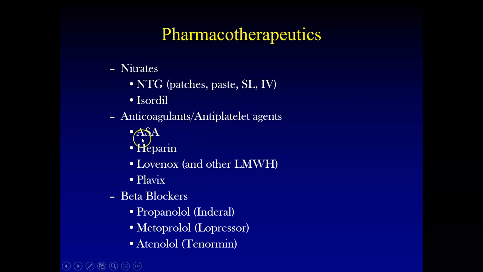Anticoagulants, antiplatelet agents: we have our aspirin, heparin, low molecular weight heparin such as Lovenox, we have our Plavix. And then on the backside, especially if we've had a PCI placement, we have stuff like Brilinta and Xarelto and other things like that. You need to be familiar with them, what they are, at least in their job as an anticoagulant.